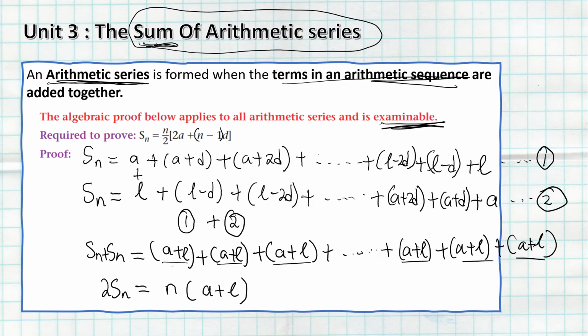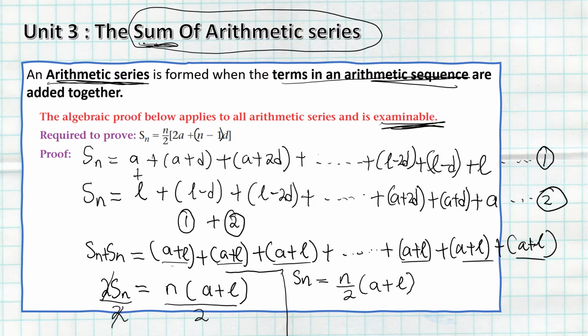Now, after doing this, it's easy to solve for Sn. We're just going to divide both sides by 2. These 2 cancel these 2. Then you have Sn equals n over 2 into a plus l, right?